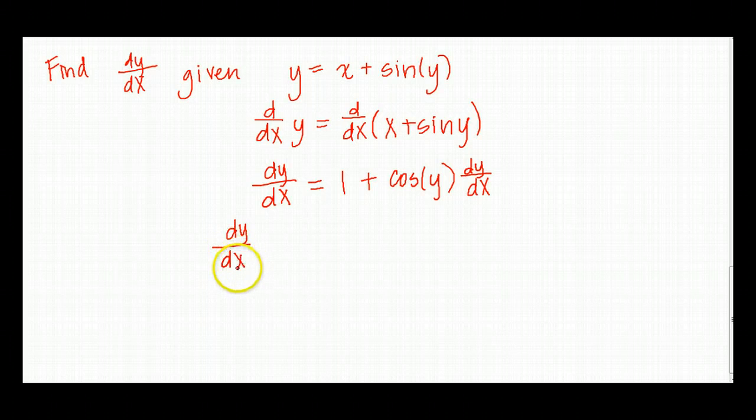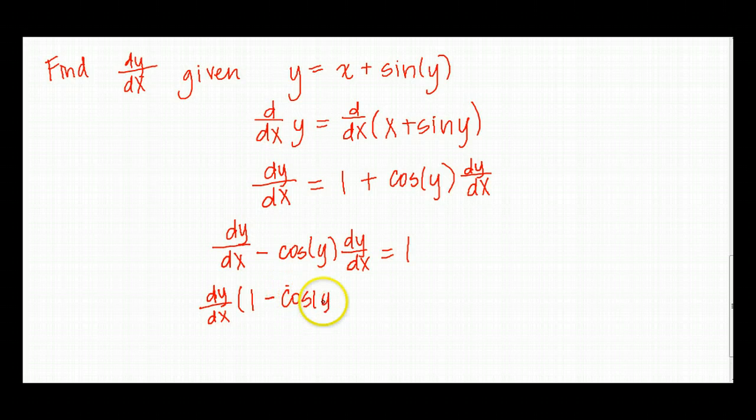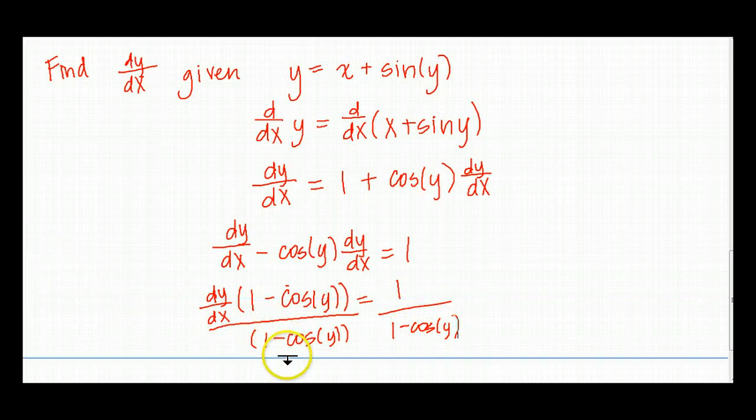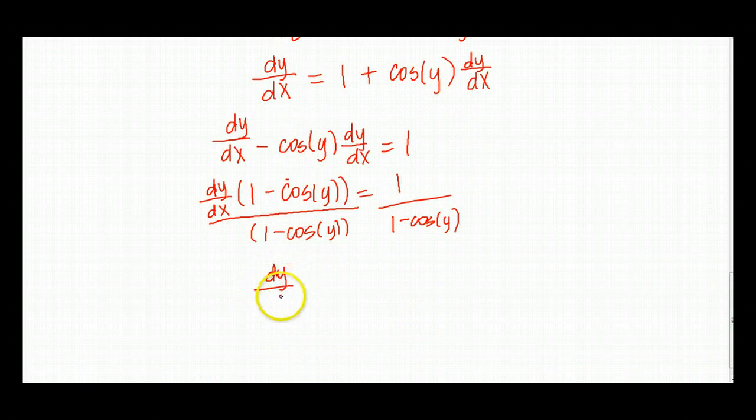So I'll get dy/dx minus cosine of y dy/dx equals 1. Factoring out dy/dx from both of these terms, I'll end up with (1 minus cosine of y) times dy/dx equals 1. And then finally divide both sides by 1 minus cosine y. So finally we end up with dy/dx equals 1 divided by 1 minus cosine of y.